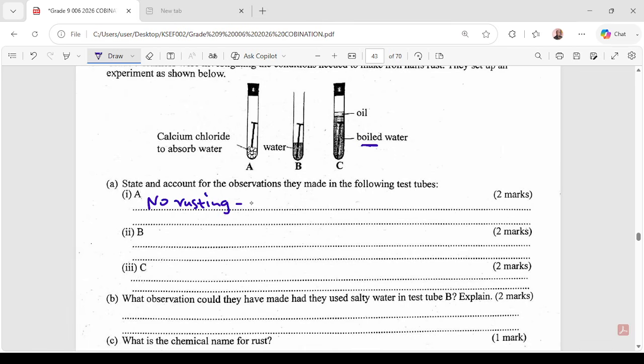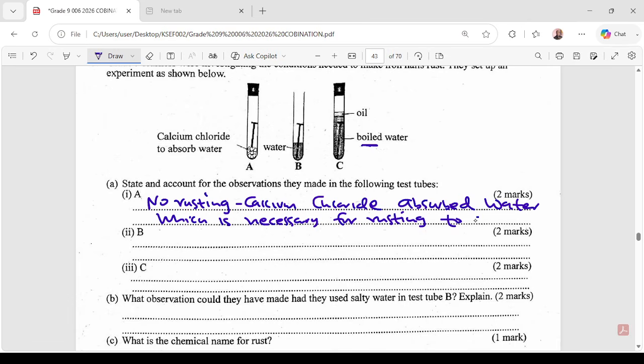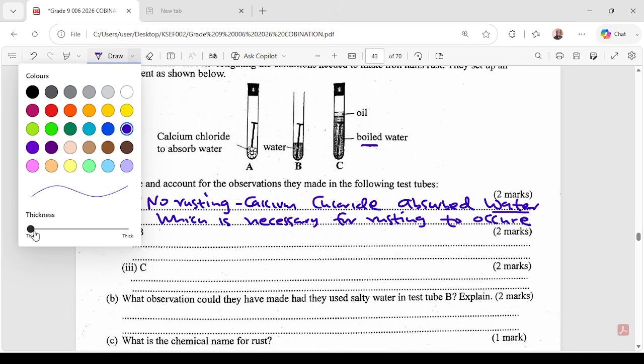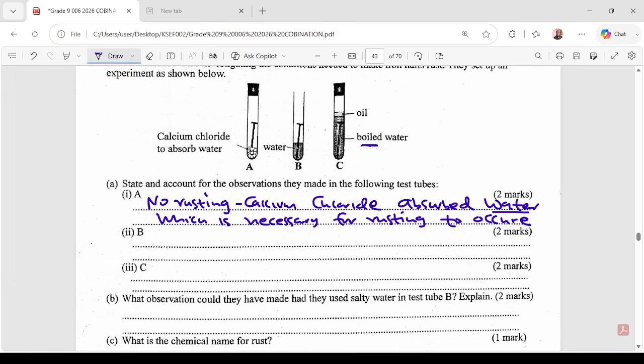Calcium chloride absorbed water, which is necessary for rusting to occur. So water is a condition necessary for rusting to occur. When absorbed, the rusting will not occur, and it was removed. So no rusting. We need two things: we need oxygen, we need water. If one misses, no rusting.